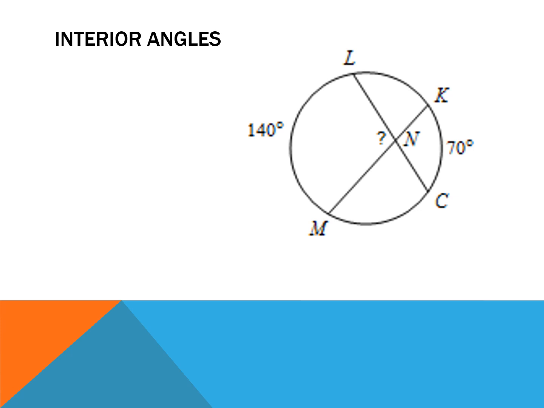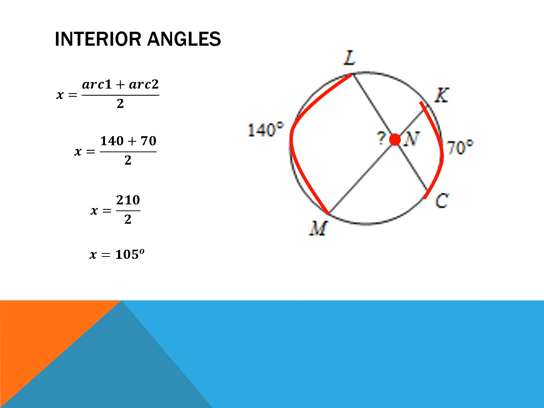So here are the new ones. Here's our interior angles. Again, we are trying to find our angle. We have our two arcs, so we have to remember the formula: arc 1 plus arc 2 divided by 2. All you're going to do is take your 140 plus your 70 and divide by 2. 210 divided by 2, so our x is 105 here. Remember, we have vertical angles, so if that one side's 105, then the other vertical angle on the other side is also 105.